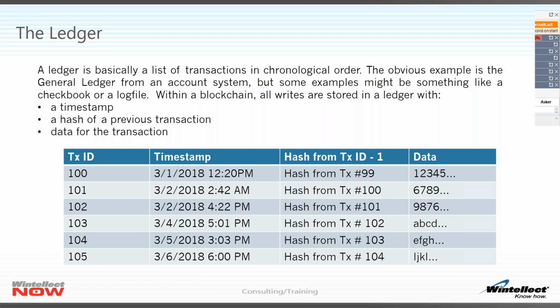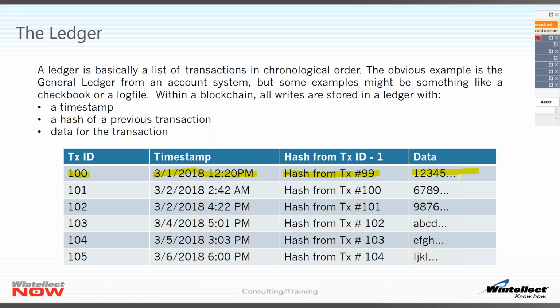And here I have a little example of a ledger just to give you an idea of how a blockchain works. So here we have, let me get my highlighter here, just a record. Let's say I called it TXID of 100, and it gets a timestamp on it, and it gets a hash from the previous record. And this is just some data that's written to this record. That data can be anything arbitrary.